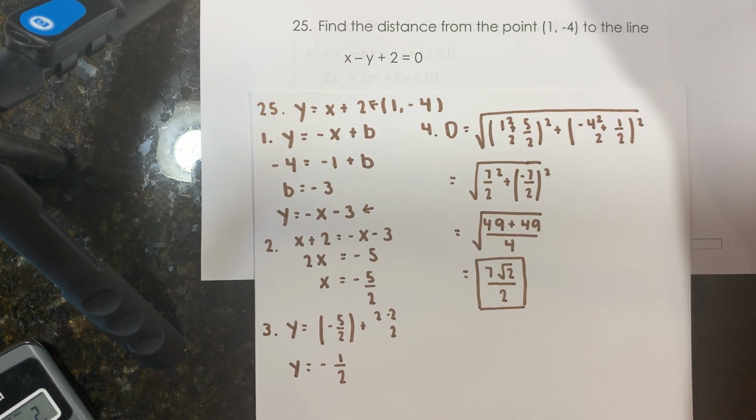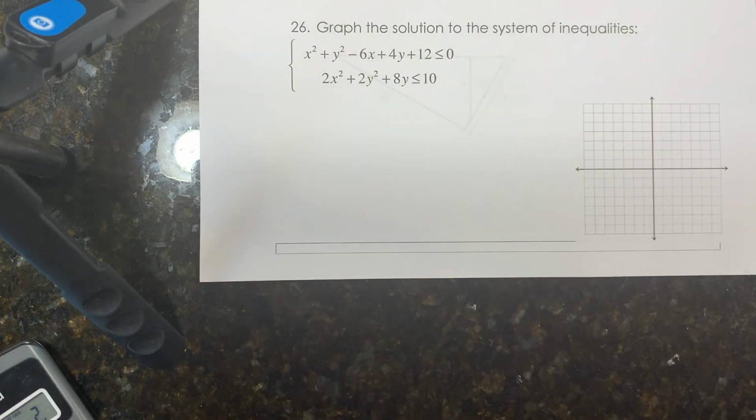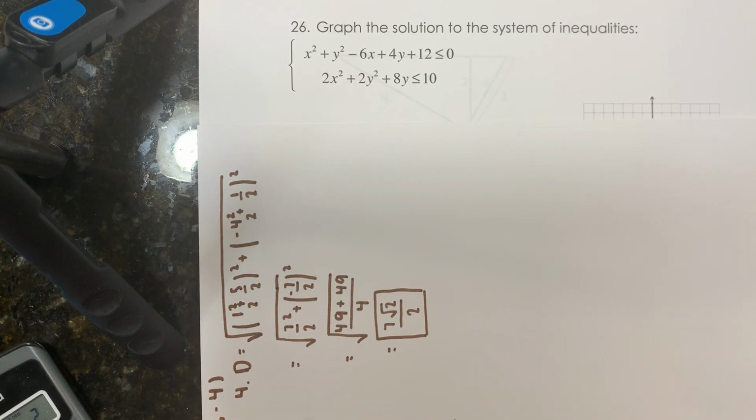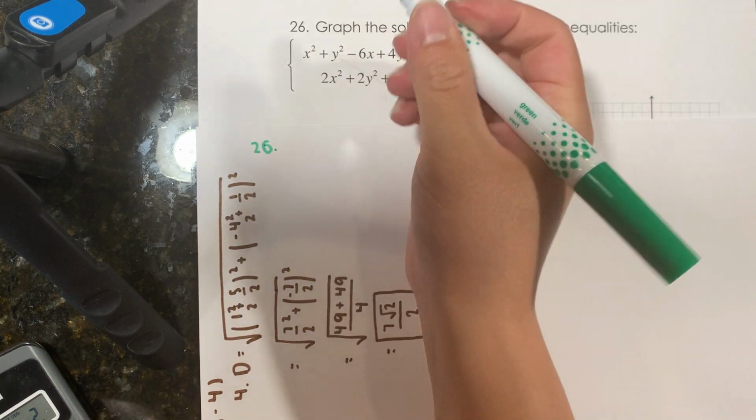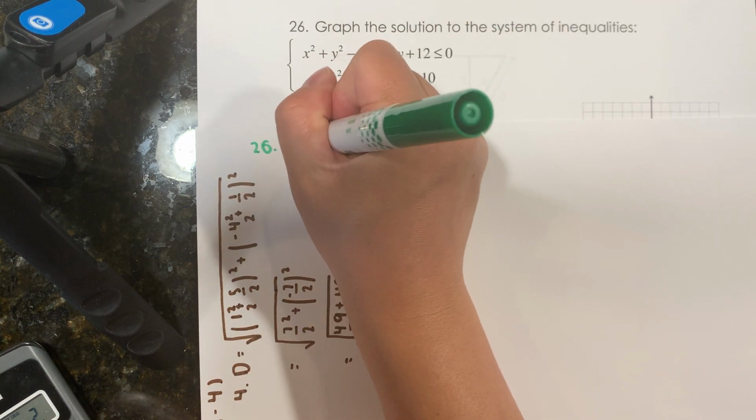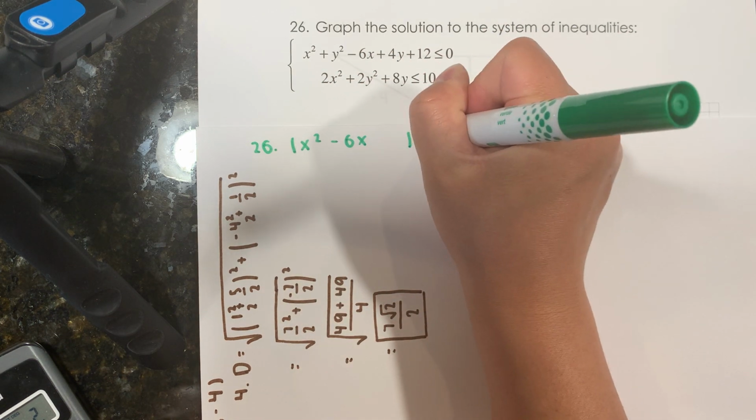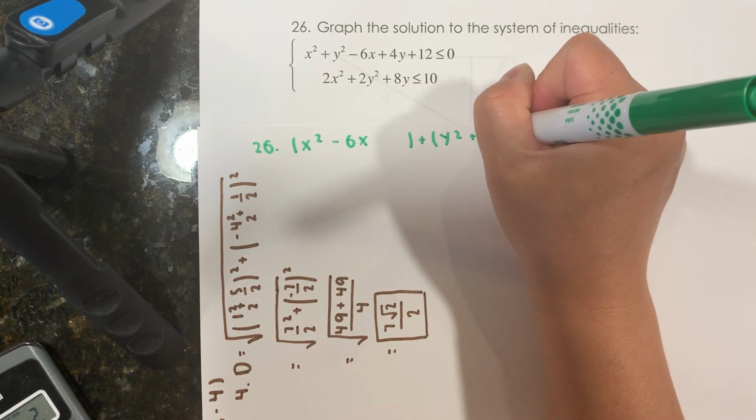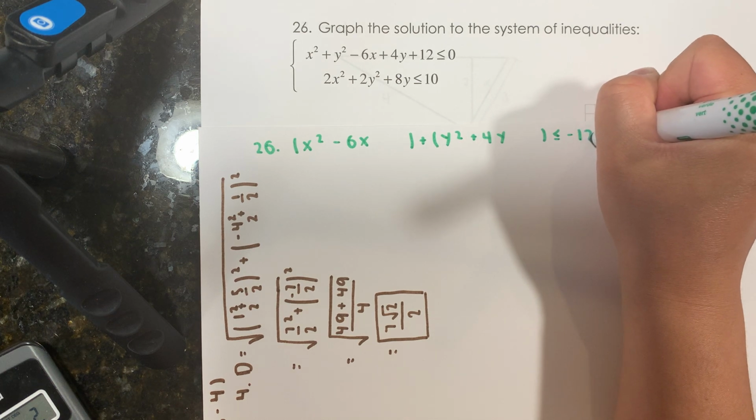Now number 26 is tricky because they're actually having you do one of your circle problems within number 26. So it's actually having you do 2 things in one, which is not very nice of them. So the first one, I'm going to start by putting the x's together and the y's together and moving the 12 to the other side.